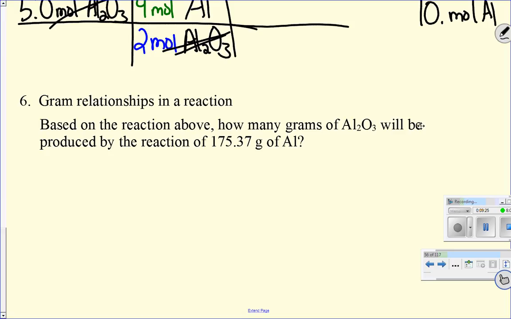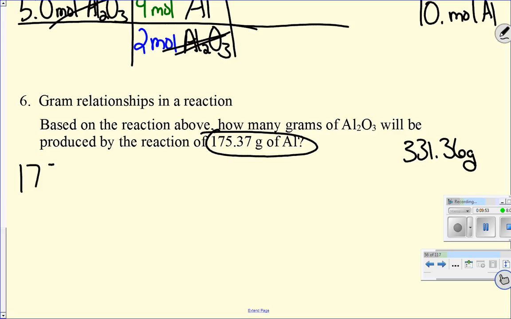So next one we have grams, which is a little bit more complicated because you are going to have to do a GFM calculation. So actually I'll put the answer up, I'll give you a minute to calculate it, so pause the video, see if you get what I get. You should get 331.36 grams of aluminum oxide.